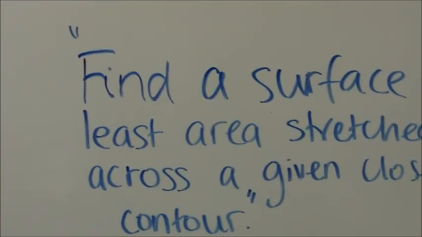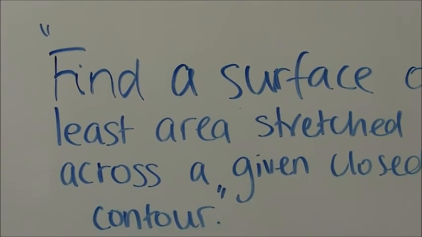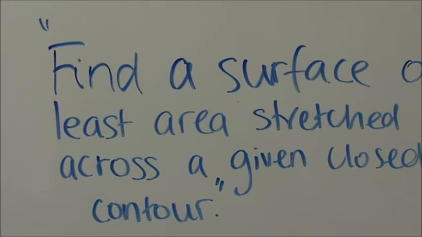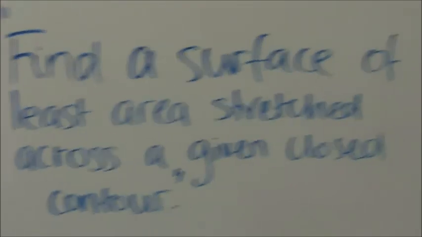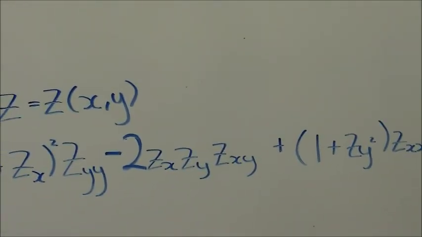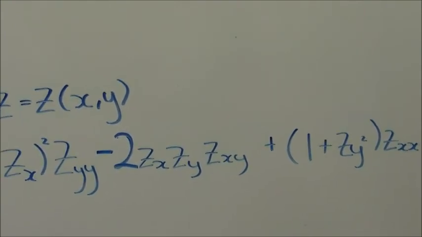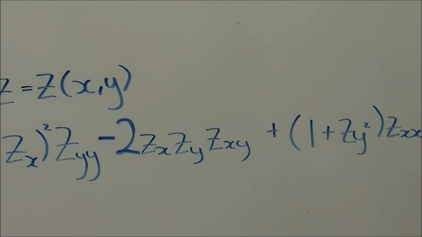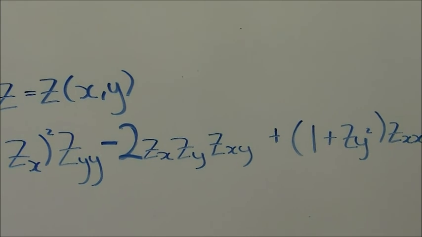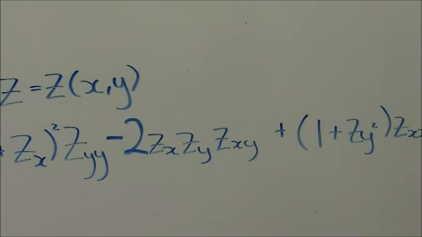The first research on minimal surfaces dates back to 1768, when J.L. Lagrange was trying to solve the following problem: find a surface of least area stretched across a given closed contour. Assuming that the surface is in the form z equals z of xy, Lagrange showed that z must satisfy the following Euler-Lagrange equation. Later, in 1776, G. Monge discovered that the condition for minimizing a surface leads to the condition that H equals 0, implying surfaces with H equals 0 are minimal surfaces.